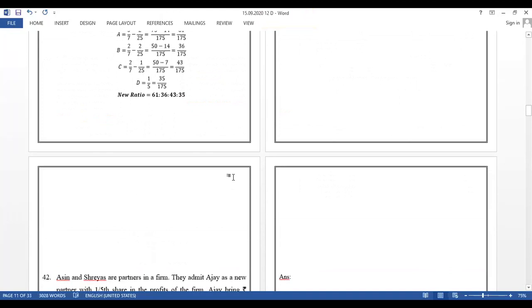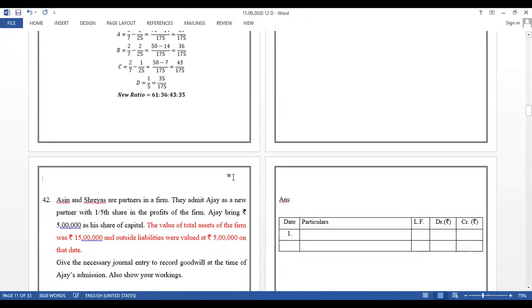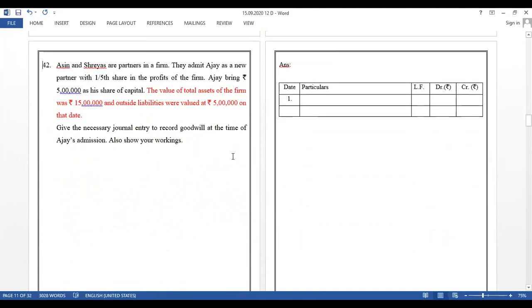One more sum for hidden goodwill, the last sum in fact. Asin and Shreyas are partners in a firm. They admit Ajay as a new partner for 1/5 share in the profits of the firm. Ajay brings rupees 5 lakh as his share of capital. The value of the total assets of the firm was 15 lakh and outside liabilities was valued at rupees 5 lakh on that date. Give necessary journal entry to record goodwill.